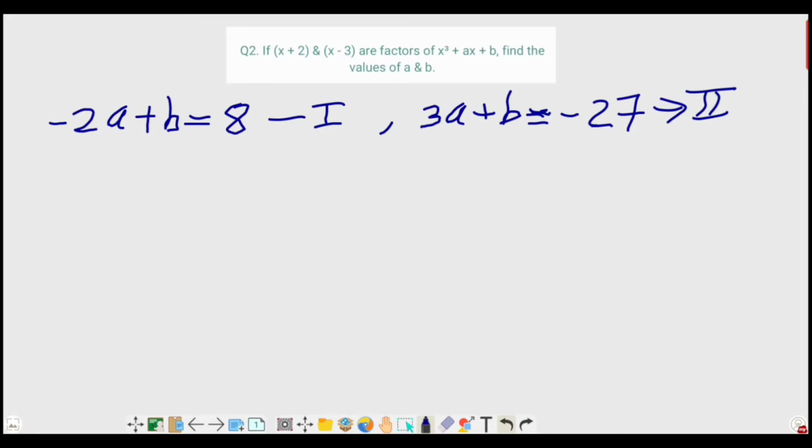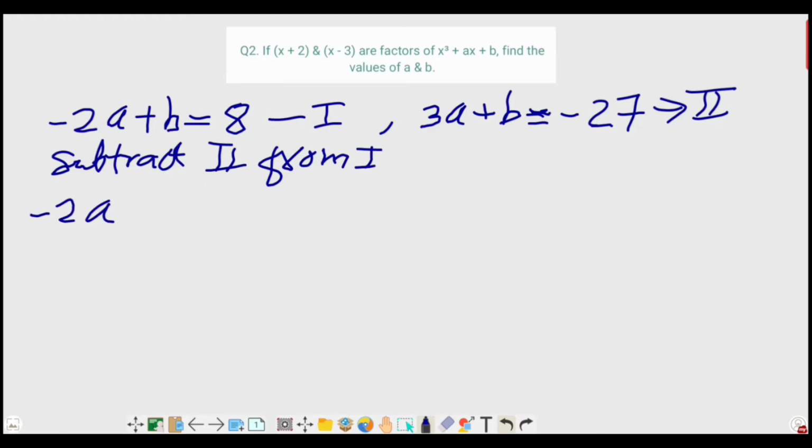Now students, these are our two equations. In the first equation, by mistake I have written minus 8, but it will be plus 8. Just make that correction. Now we have to solve both of these simultaneously. I am using the elimination method. So subtract the second equation from the first. You know how to subtract. So I am writing your first equation.